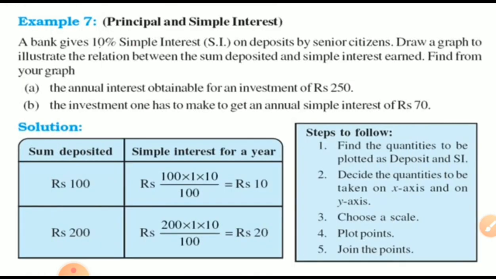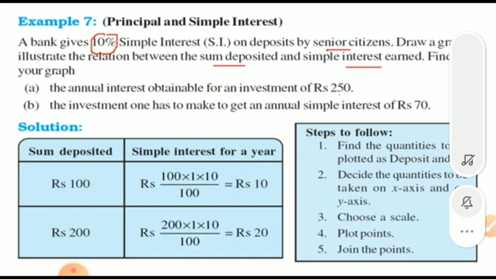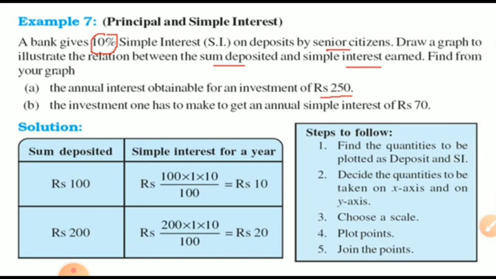Look at example number 7. Principal and simple interest SI at the rate of 10% given on a deposit for senior citizens. Draw a graph to illustrate the relation between the sum deposited and simple interest earned. Find from your graph the annual interest obtained for an investment of rupees 250, and the investment one has to make to get an annual simple interest of rupees 70.